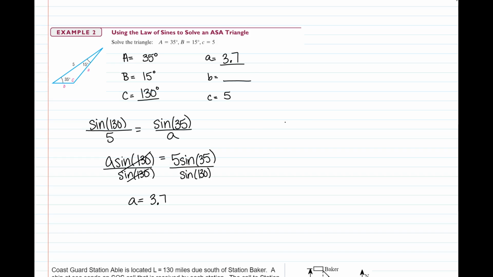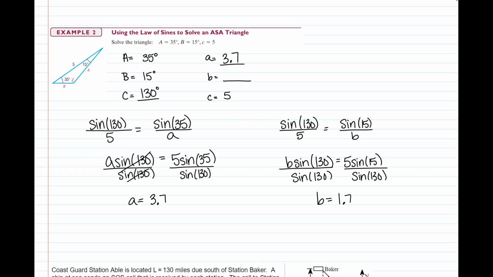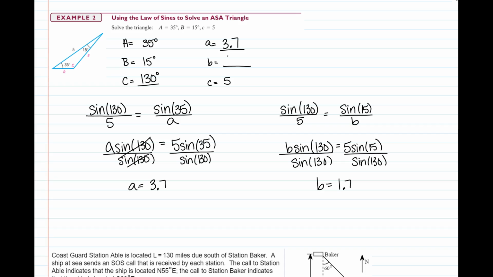Okay. I'm going to start with the same ratio, sine of 130 degrees divided by 5 equals sine of 15 divided by B. So I'm going to let you pause the video, try this one on your own, and then see what you get. All right, did you get 1.7? If you did, good job. We agree, I got the same thing.